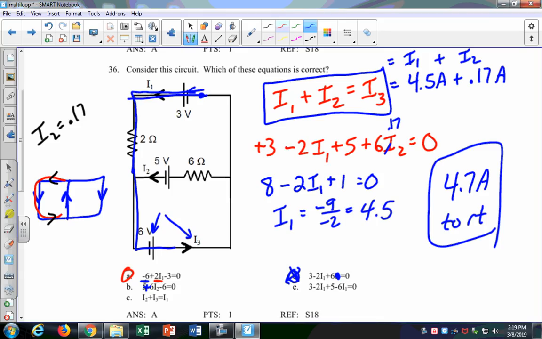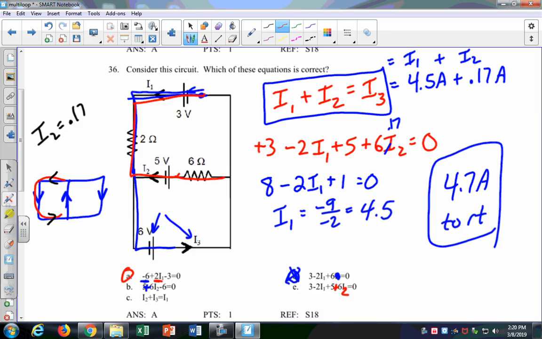And then 3 minus 2I1 plus 5. So far, okay. That should be plus 6. So that should be plus, and the 1 should be a 2, not a 1, in order for that equation to be correct.